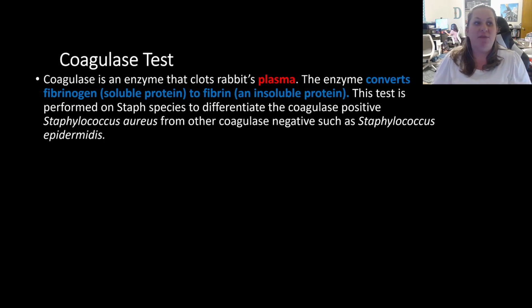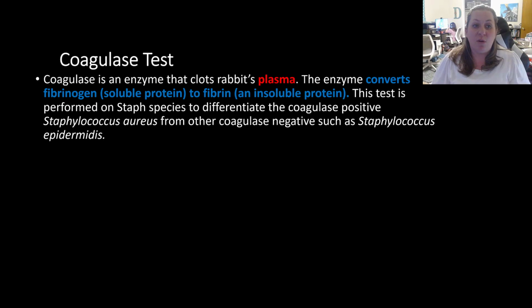This enzyme converts fibrinogen, which is a soluble protein, to fibrin, which is insoluble, so you would see it clump up. This test is performed on staph species. So you're going to notice that we're going to have a couple of different staph species that may be present. And so you got to do the coagulase test. Now, this is the main test for us to tell the difference between Staphylococcus aureus and Staphylococcus epidermidis.